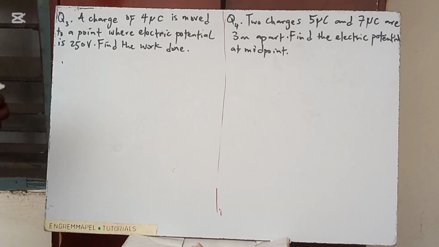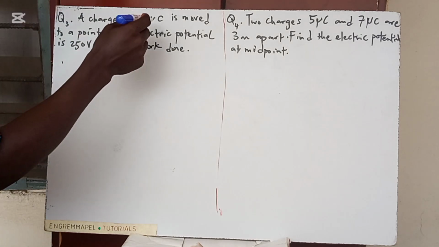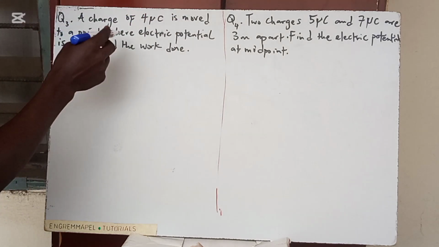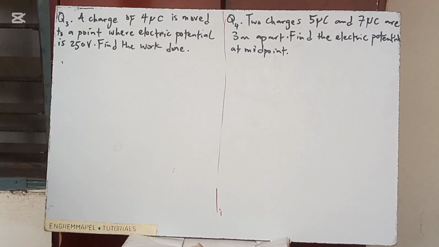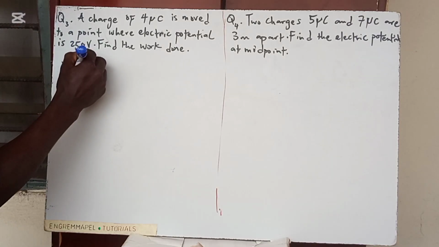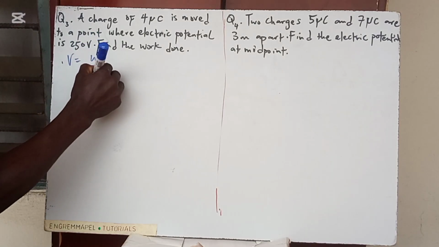In this next question, they said a charge of 4 microcoulomb is moved to a point where electric potential is 250 volts. So we're asked to look for the work done. What's the formula for work done? We have a formula that says that the electric potential equals work done over charge.